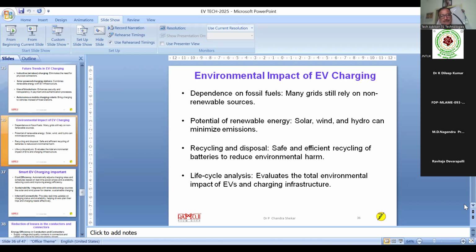Recycling and disposal: safe and efficient recycling of batteries to reduce environmental harm. This is also equally important, because people use them for 5 years, after that they throw the battery wherever they want. Then what do we do with them? Life cycle analysis: evaluate the total environmental impact of EVs and charging infrastructure. Research is going on, new types of batteries have come. Now what happened to the old charging station batteries? This also, they are working on that area.